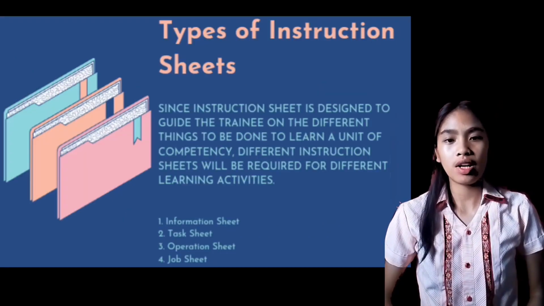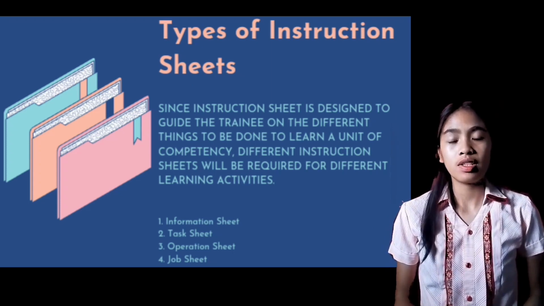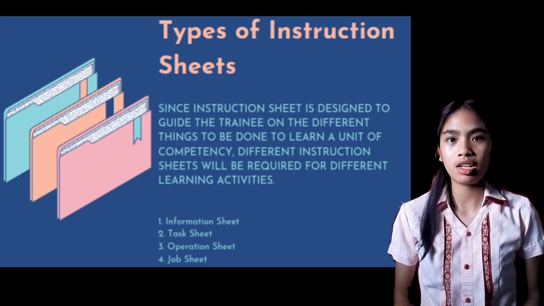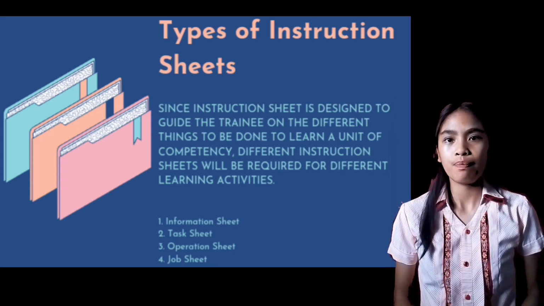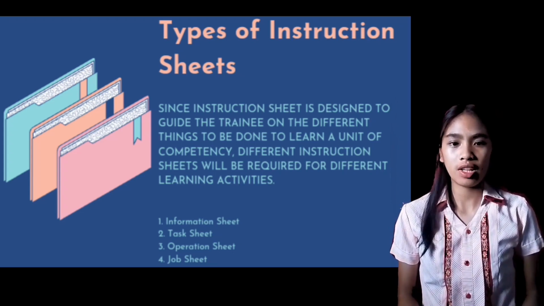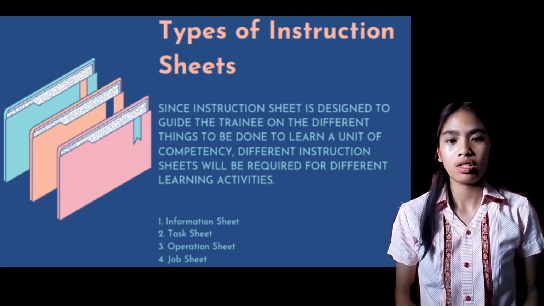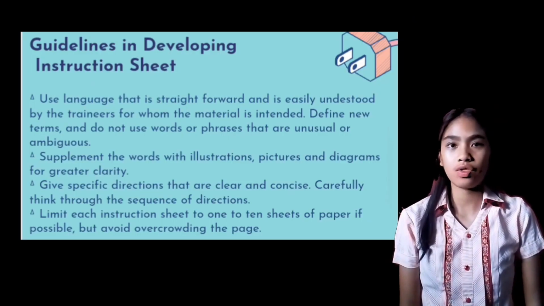So, instruction sheets have 4 types. Since instruction sheet is designed to guide the trainee on the different things to be done to learn a unit competency, different instruction sheets will be required for different learning activities. First, we have information sheet. Second, the task sheet. Third, the operation sheet. Fourth, job sheet.